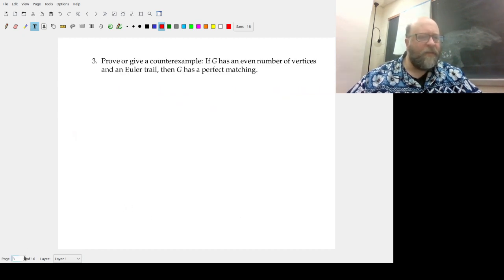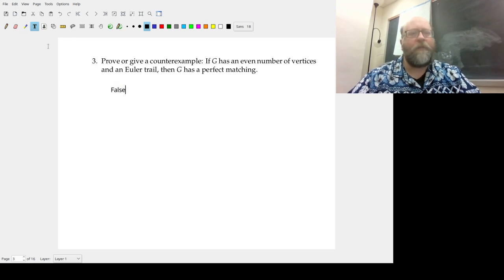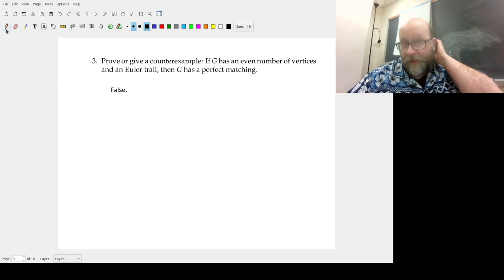Next page. Prove or give a counterexample: if G has an even number of vertices and an Euler trail, then G has a perfect matching. So this is false. So let's go back here. And so let's get an example.